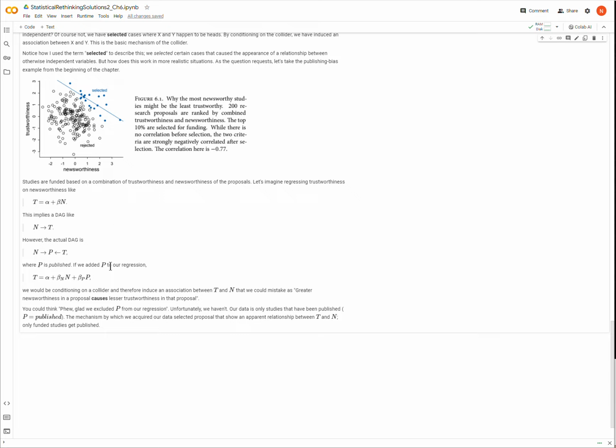Okay, so again, what we went through was a selection bias, but selection bias is like collider bias. And we get the collider bias even without including the collider in the regression if our data has been collected in such a way that we have implicitly conditioned on a collider.